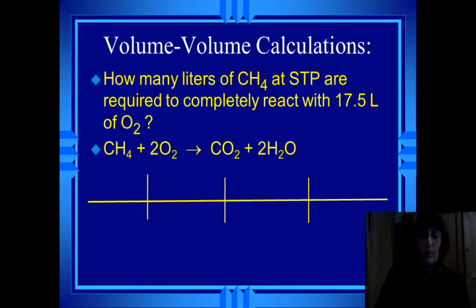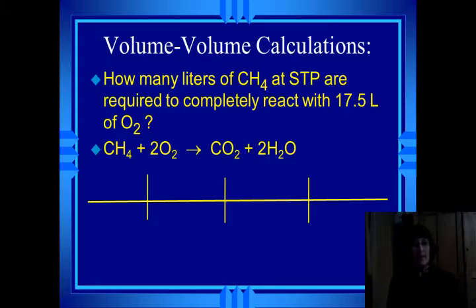Alright, so we did some mass calculations. We went from moles of one substance in a balanced chemical equation to moles of the other. We can go from mass of one substance in a balanced chemical equation to mass of another. We can also do volume calculations. And this is when we first started really working with gases. Now, the big key here is that we can only use this 22.4 liter thing if we're at STP. STP, standard temperature and pressure, 0 degrees Celsius, 1 atmosphere.